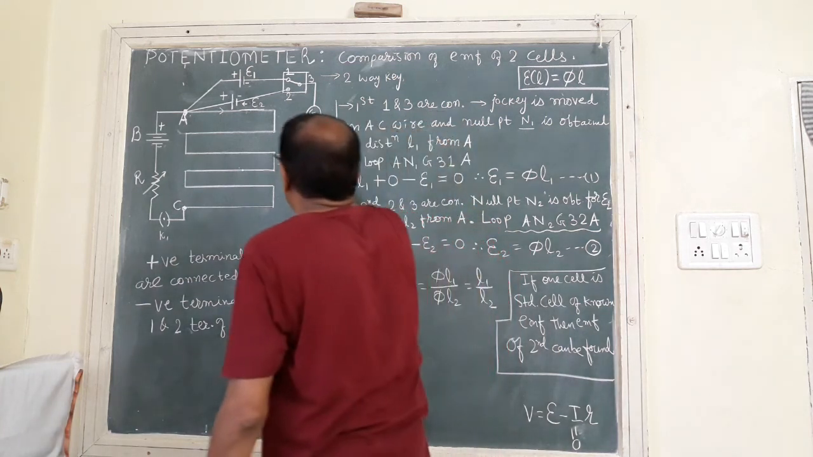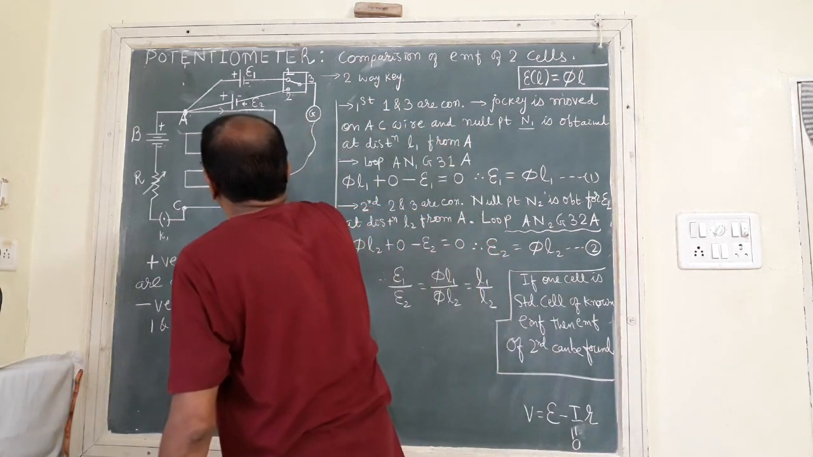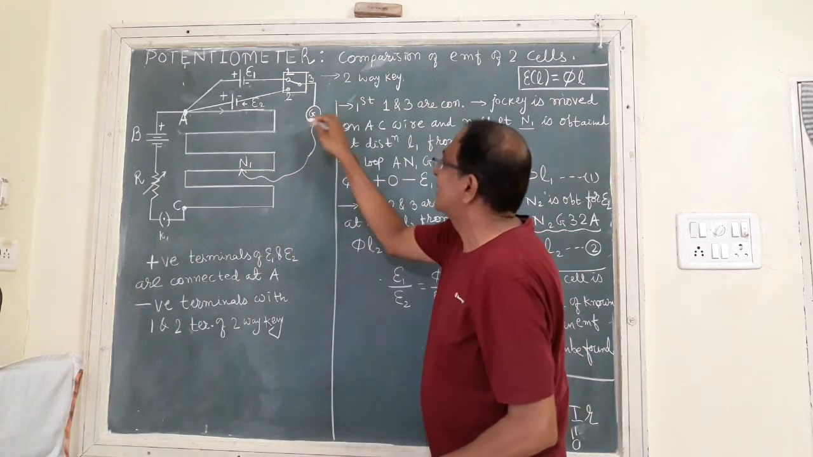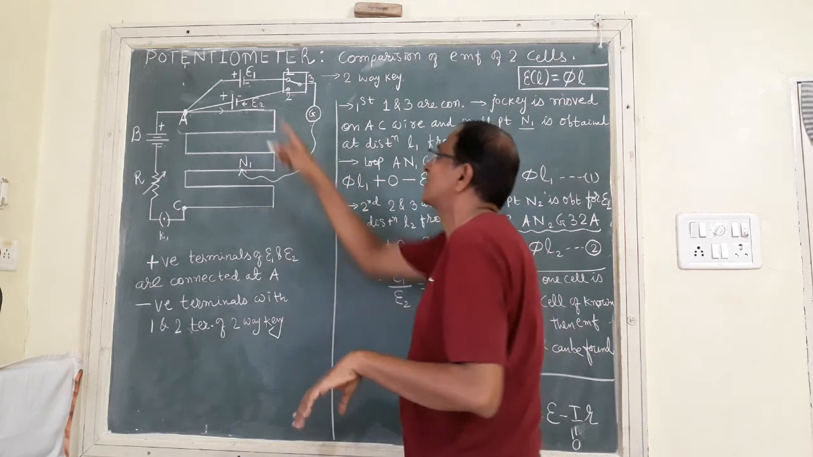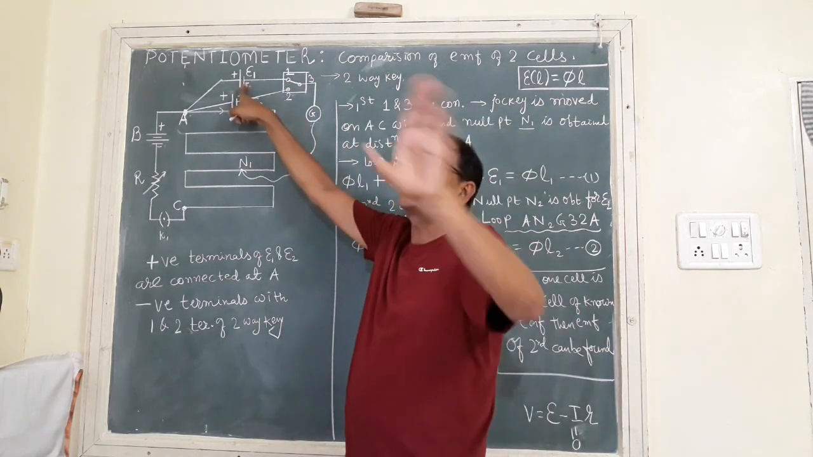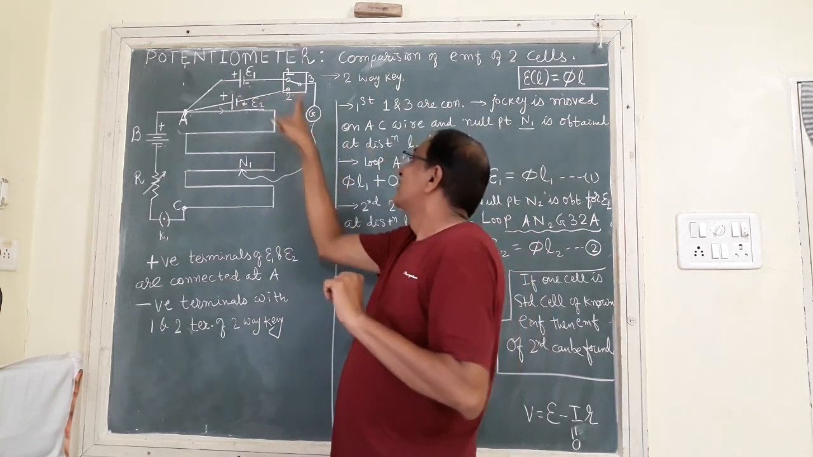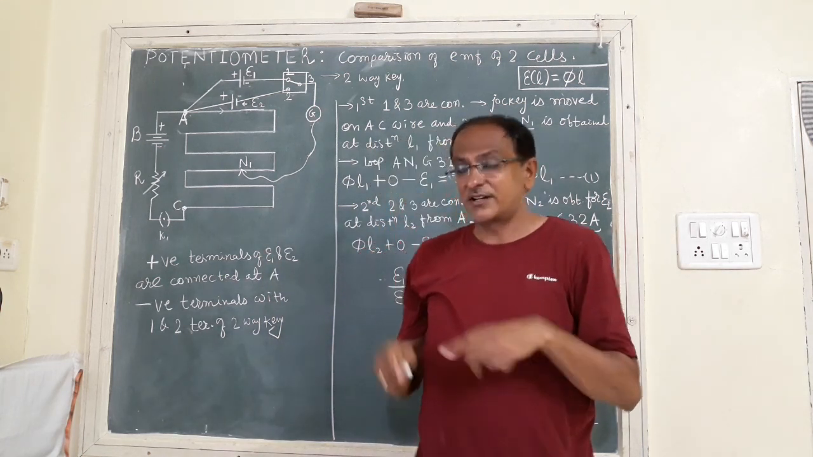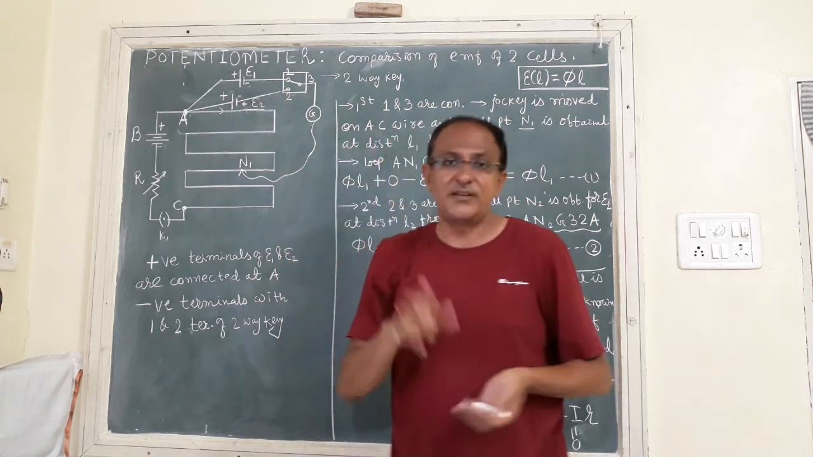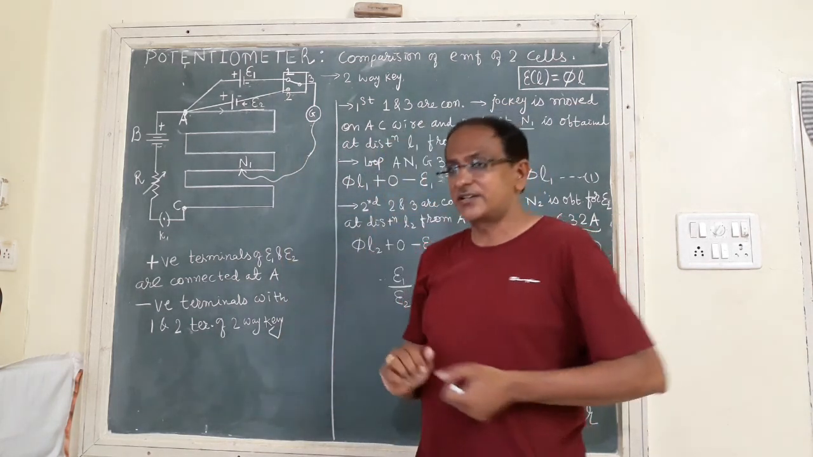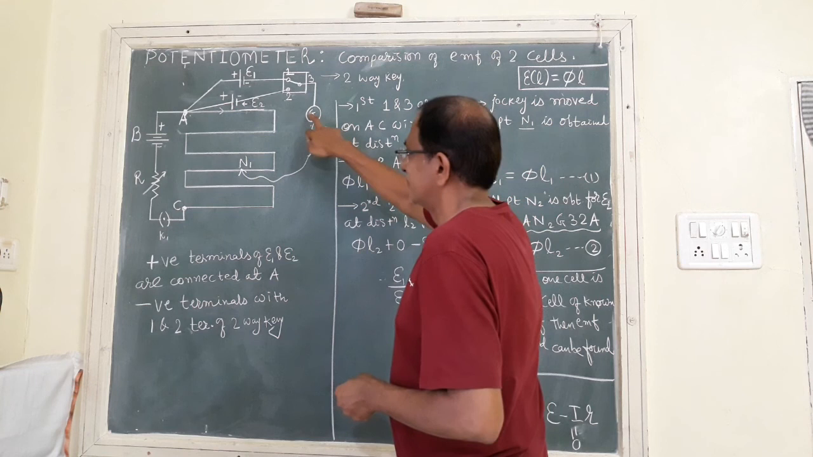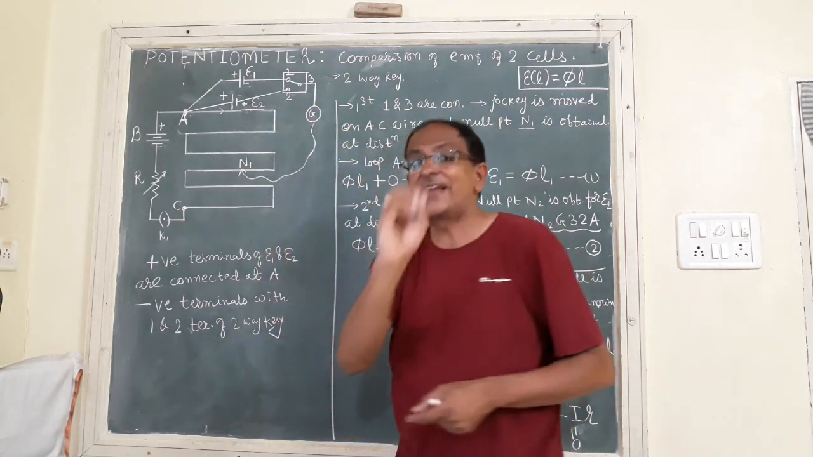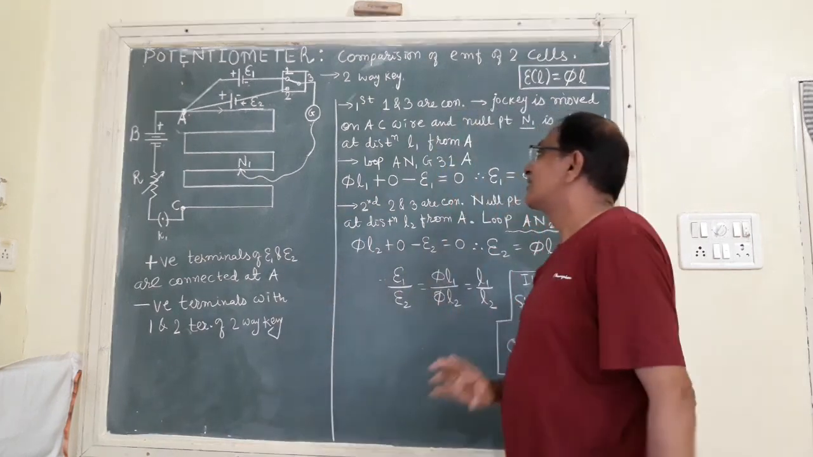Now at certain points, say for example here, at this point, this galvanometer shows zero deflection. The current is not passing through E1. Whenever the galvanometer shows zero deflection, it means the current is not passing. If it were passing, it would show a deflection. So when this point is obtained, say N1, it is nothing but the null point.